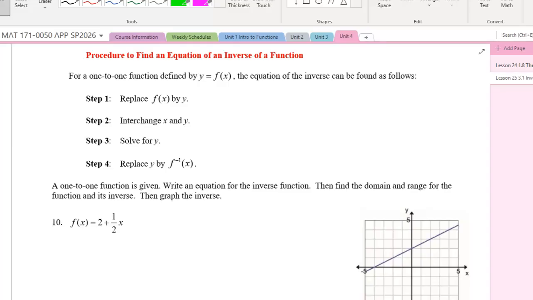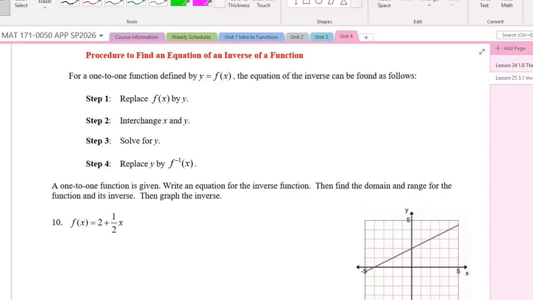I don't know if I said that correctly. A vertical line is not even a function. A horizontal line is a function, but it's not one-to-one. But this is not horizontal, nor is it vertical, so it does have an inverse.